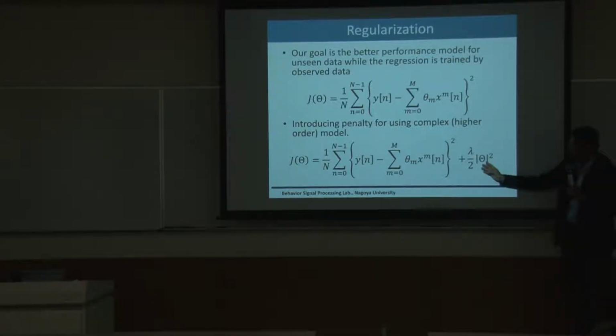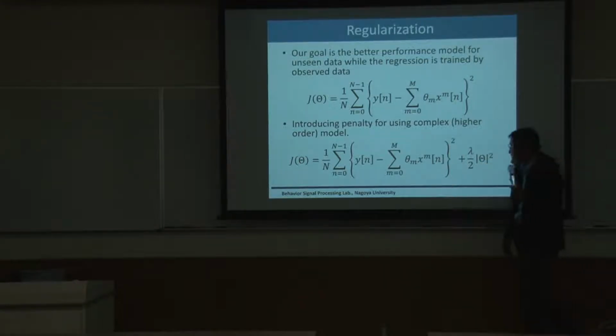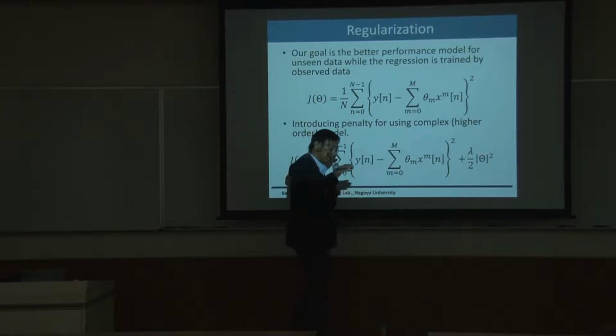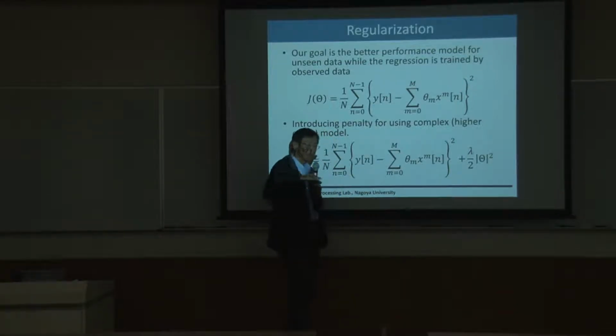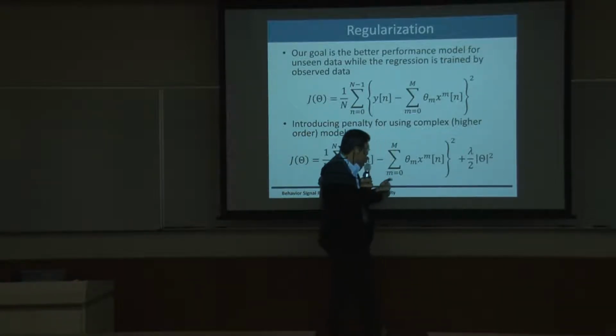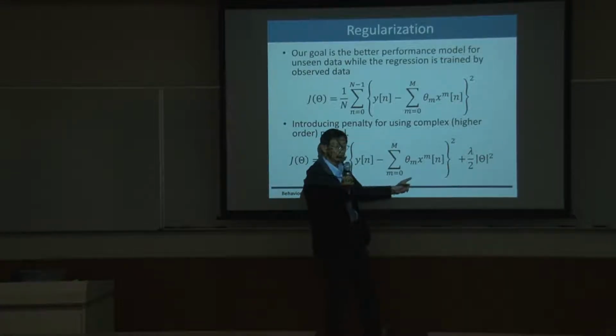Why? Because we like to control the order of the freedom. We like to control the number of the free parameters. In other words, if you like to keep something to be 0, so that the complexity of the model is still lower, even if we have 9 terms. You understand my point?